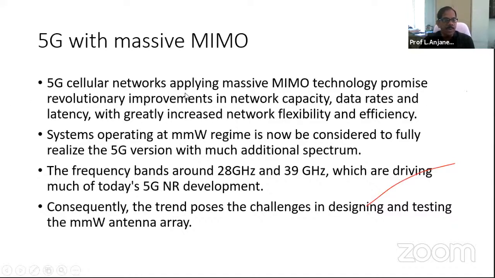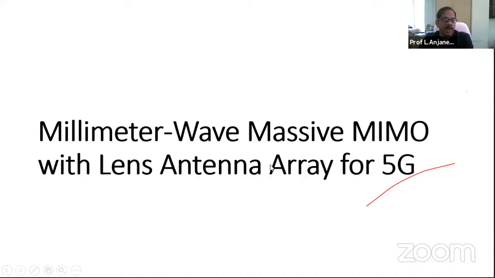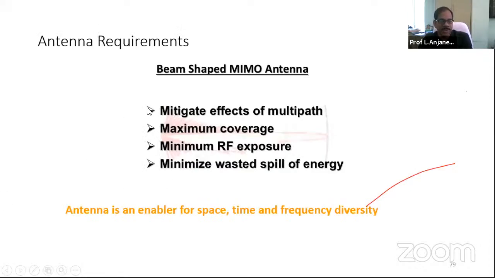Massive MIMO technology promises revolutionary improvements in network capacity, data rates, and latency, and network flexibility and efficiency can be improved. So 28 to 59 gigahertz, or 39 gigahertz, are used. Therefore, massive MIMO also has one example I'm showing you now: a millimeter wave massive MIMO lens antenna array for 5G application. These are some of the antenna requirements; we need a beam shaped antenna.